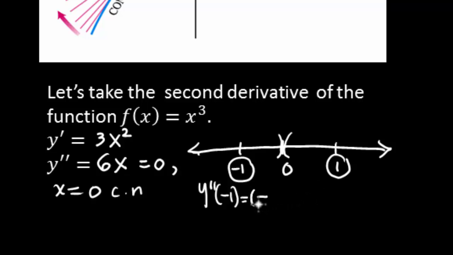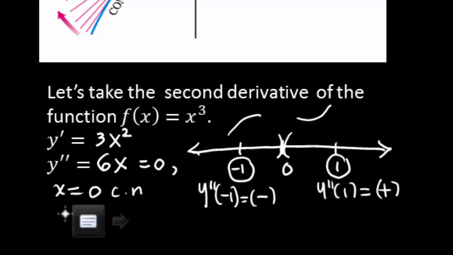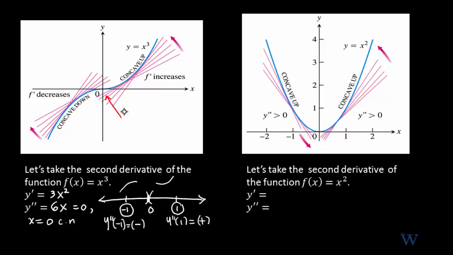So it's negative there. What about y double prime of 1? That's 6 times 1, so it's positive. So you have a situation where it's concave down and concave up. So we can conclude, therefore, that at x equals 0, we have a point of inflection. So this is a point of inflection at (0, 0).